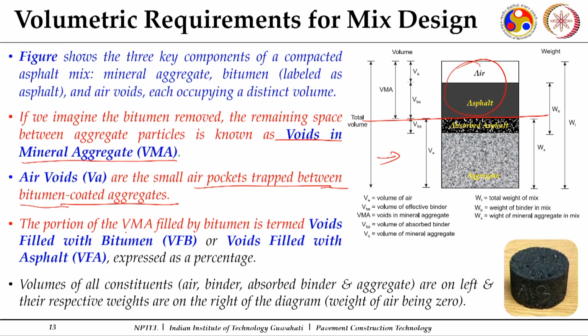And the proportion of voids in mineral aggregates filled with the bitumen is termed voids filled with bitumen, or voids filled with asphalt. As I said, these are synonyms: asphalt binder, bitumen, bituminous binders. Now, these all need to be worked out, and as I mentioned, when I look into the weights, I will have the weight of aggregates and weight of binder, which will make the total weight of mix. Weight of air is taken as 0.